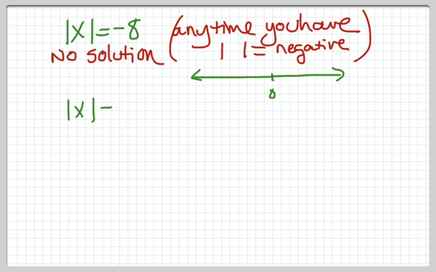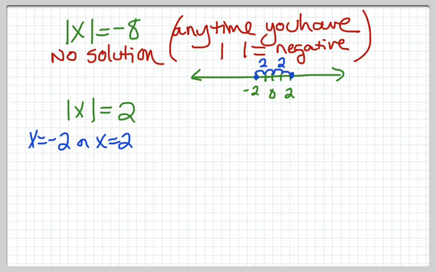So let's do another little one. Absolute value of x is equal to 2. Those are my 2 different answers that are 2 units away from 0. So x is going to be equal to negative 2, or x is going to be equal to 2. Those are the 2 answers.